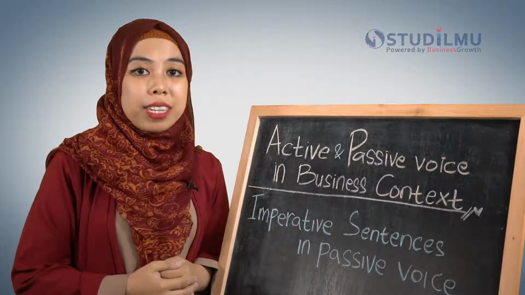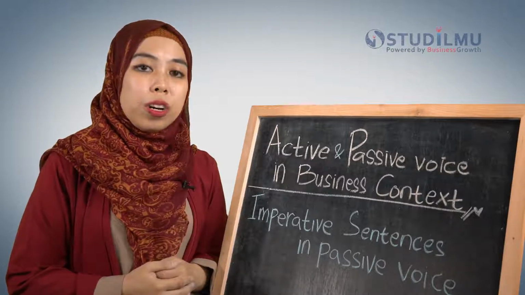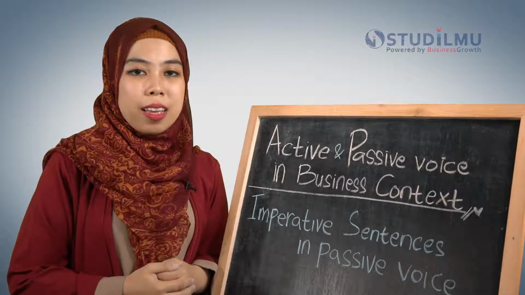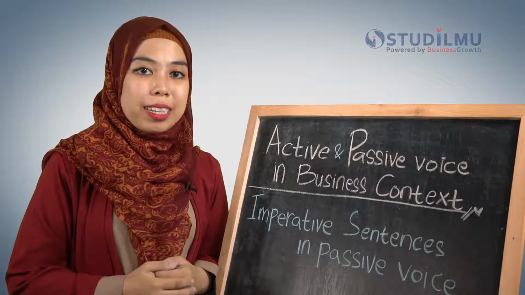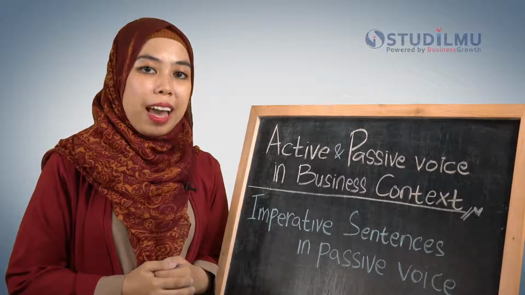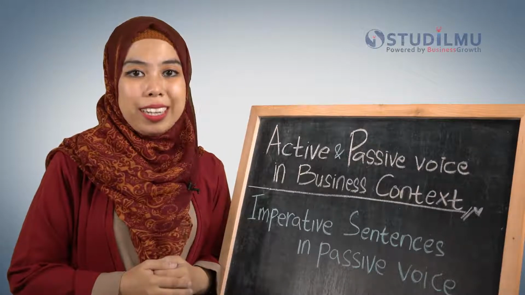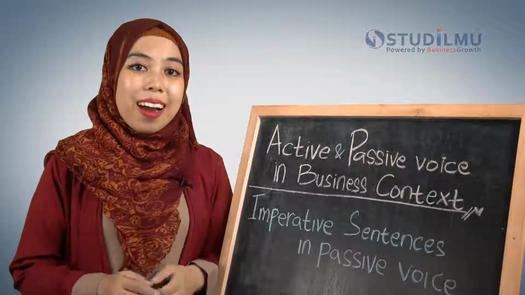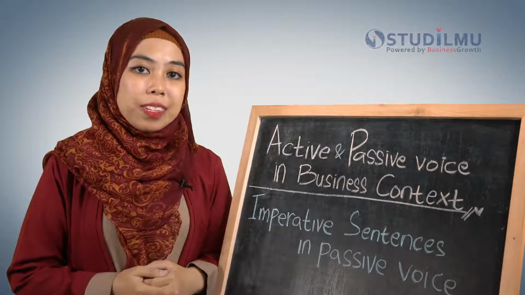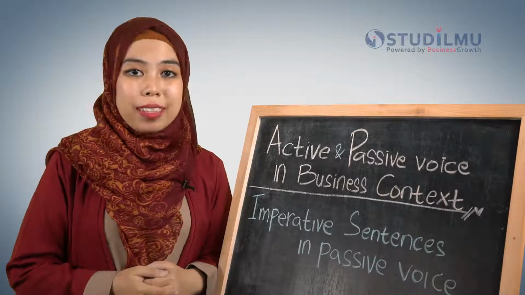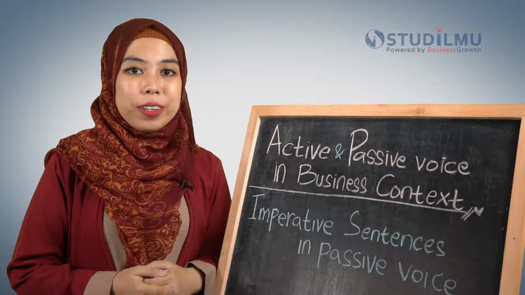Imperative sentences do not have a noun subject, but the listener of the sentence is assumed as the subject, who is not directly mentioned in the sentence. There are 3 rules for converting an imperative sentence into passive voice.